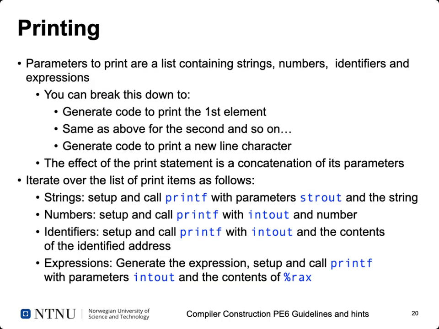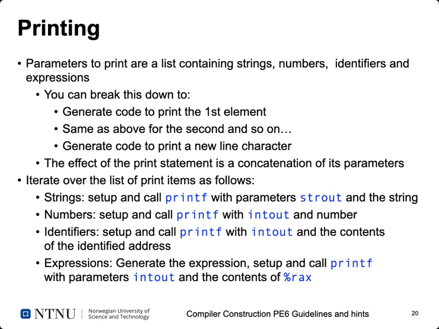Then we have printing. Parameters for print instructions are lists containing strings, numbers, identifiers, or expressions. So you can break this down to generate code to print the first element, and then the second, and so on and so forth. And finally, print always prints a newline character. So the last part of your print implementation should be to generate code to print a newline character. What print does is it simply concatenates its parameters, so it prints them one after the other. So you can generate separate printf calls for each of your print parameters, and these are automatically printed one after the other.